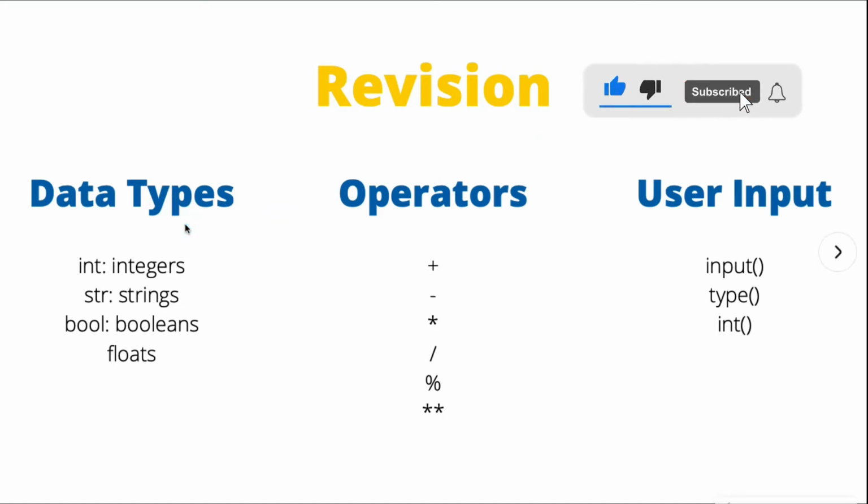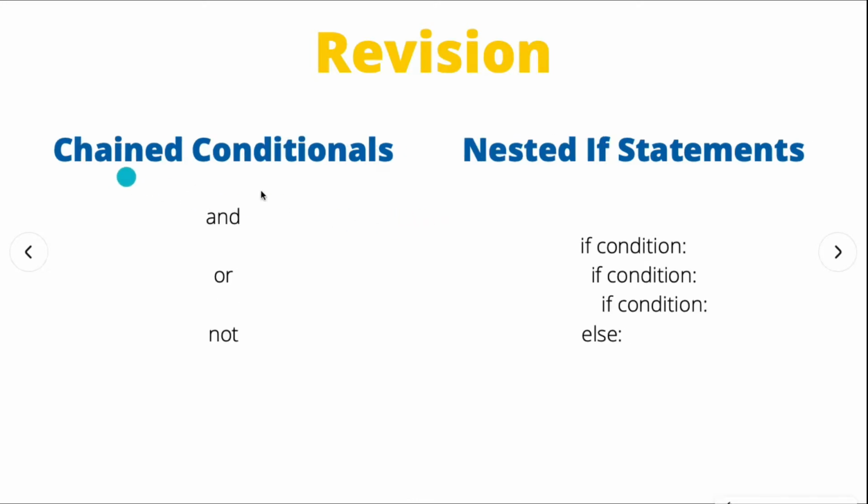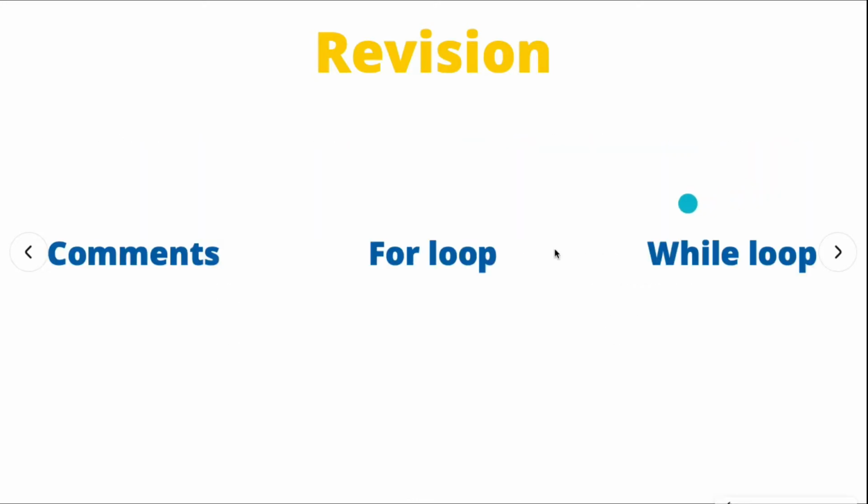Now as always we are going to start with a quick revision of what we've taken so far. So we have learned about data types, about operators and about user input. We've also learned about comparison operators and conditional statements. We've learned about chained conditionals and nested if statements and about comments, for loops and while loops.